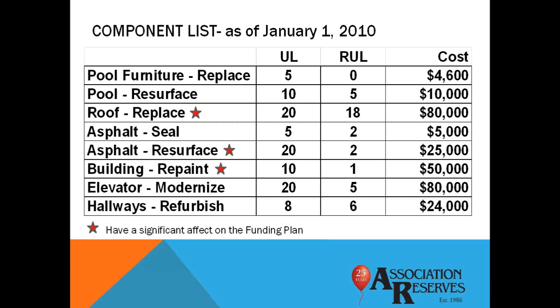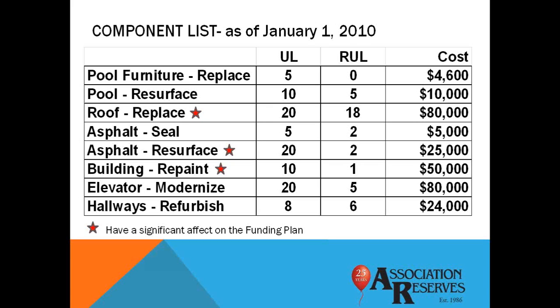Let's take a closer look at that component list. For the simplicity of this illustration, this sample only shows 8 components. A typical association has maybe 20 to 40 different line items. Useful life, or UL, stands for useful life. It's measured in years. RUL stands for remaining useful life, and it's also in years. And cost is the current cost.